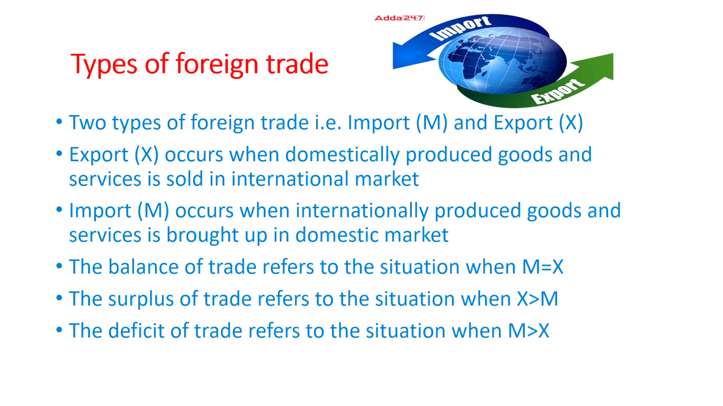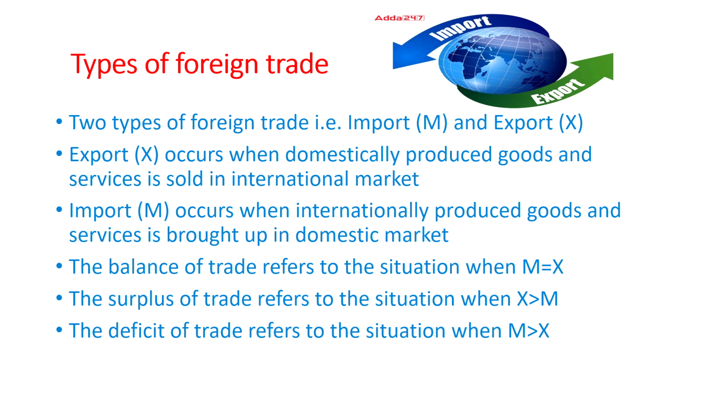And next we have types of foreign trade. Basically, there are two types of foreign trade, that is import and export. Import is represented by M and export is represented by X. Export occurs when domestically produced goods and services are sold in the international market. For example, if Nepal sells pashmina or Ayurvedic products to India, then it is said to be export. Similarly, import M occurs when internationally produced goods and services are brought into the domestic market. For example, if Nepal purchases petroleum products or machinery items from India, then it is said to be import.